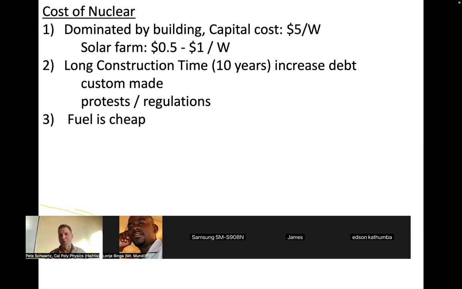In comparison, the capital cost for nuclear is $5 to $10 a watt. So 10 times as much. When you build a nuclear reactor, all the money comes up front and you're in debt. And you need to make money. The problem is you can't make money right away because they take 10 years to build. They take 10 years because it's a long process, because you have to custom design them, and because you have all of these problems.